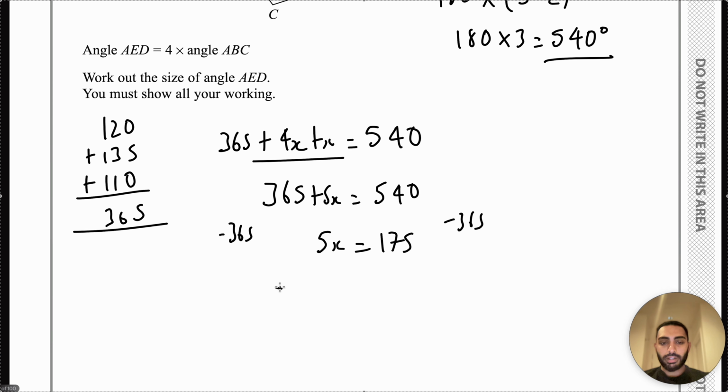Need to divide by 5 now on both sides. Quick way to divide by 5, you can divide it by 10 and then you can times it by 2. So divided by 10 would be 17.5, times by 2 would be 35. So x is equal to 35.